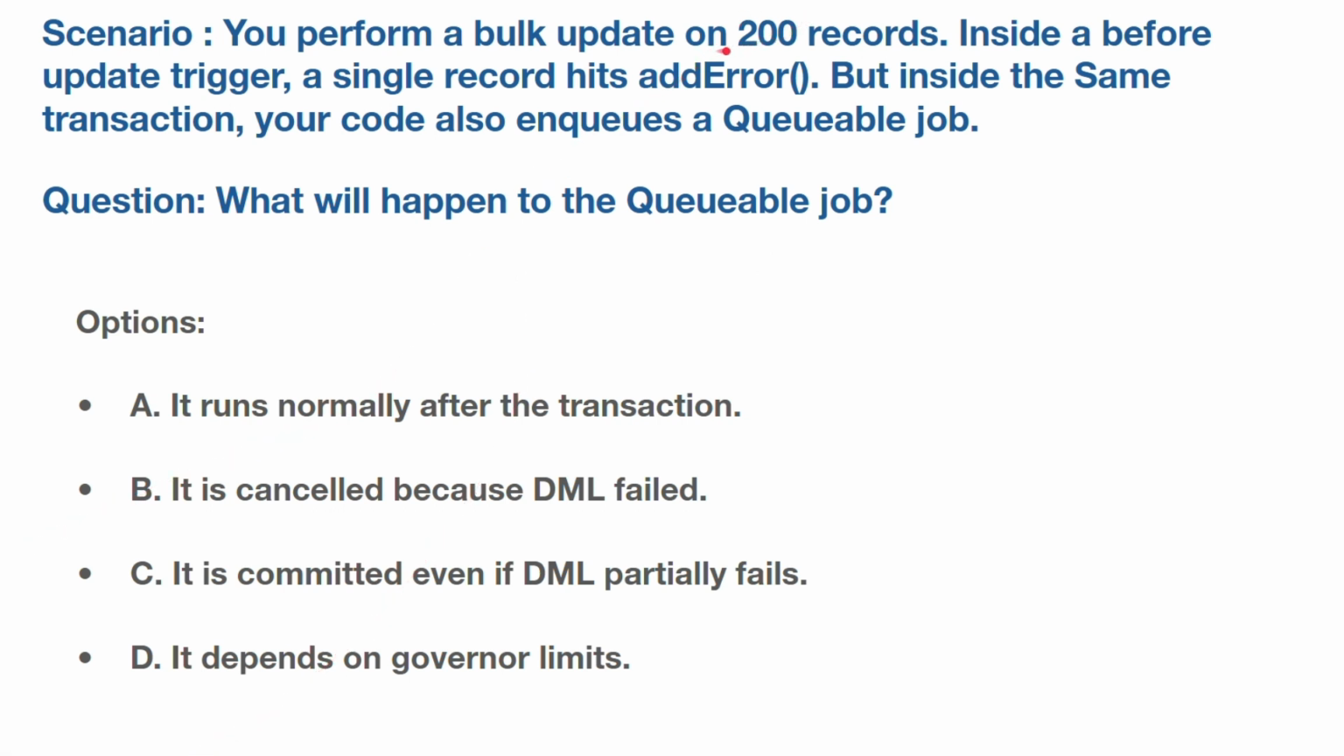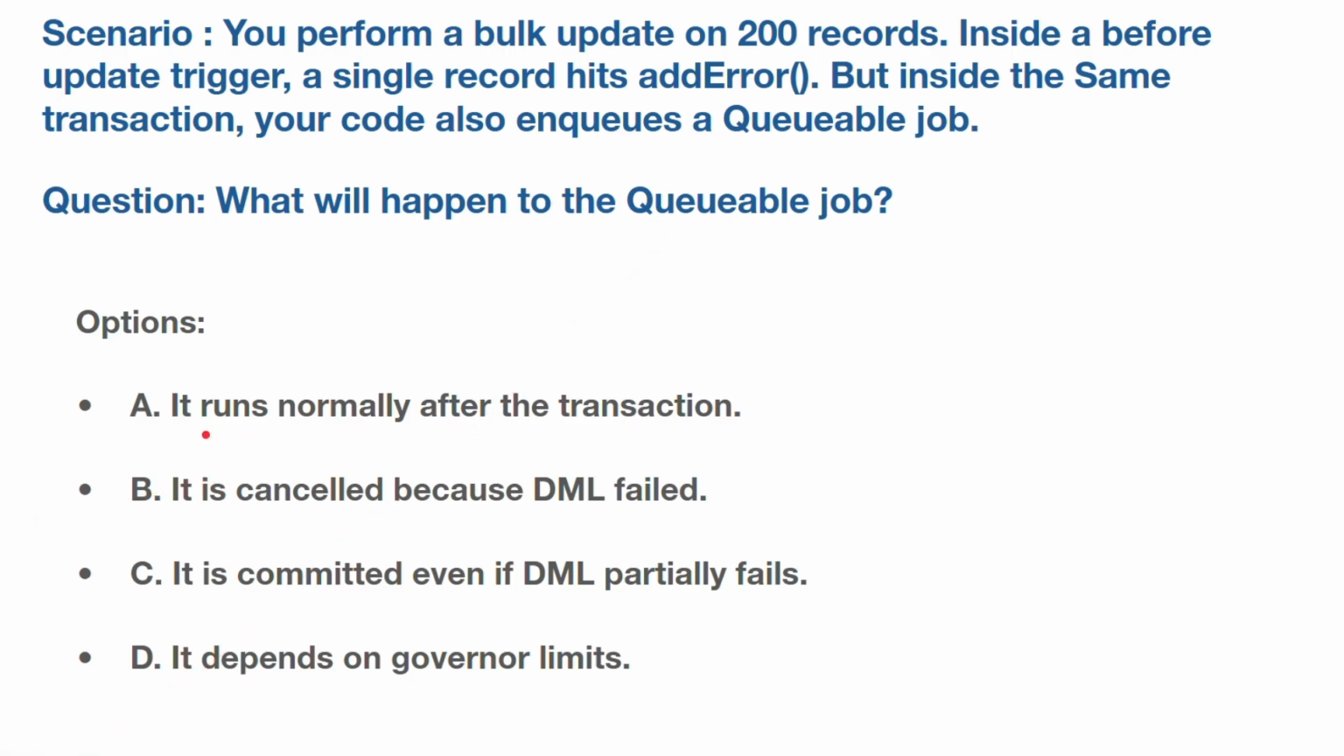Let's think you are using Data Loader and bulk updating 200 records. Now there is a single record that's problematic, that's not correct, so it hits addError. Now addError means your process has failed, and your process is going to roll back. But inside the same transaction, you also have some logic to enqueue a Queueable job. Now the question is, what will happen to the Queueable job?